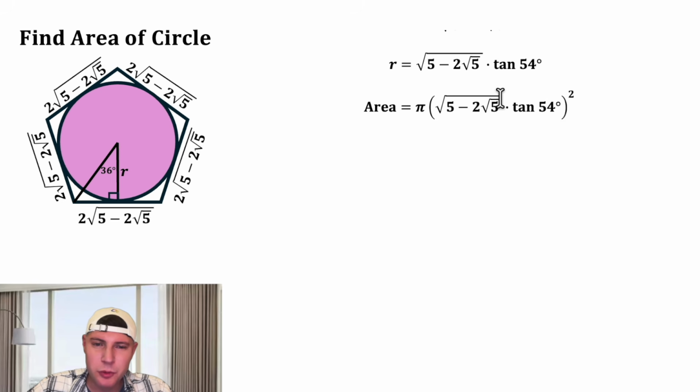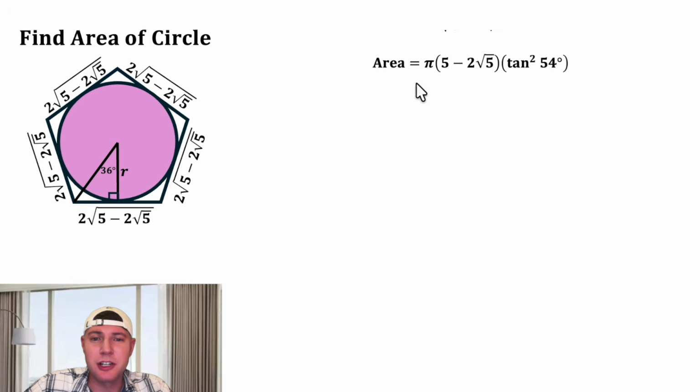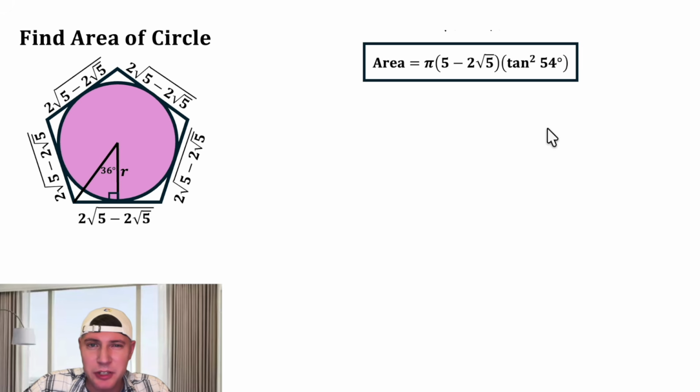Now we have this square root times this tangent, whole thing squared. Since these are being multiplied, this square can go to each of them. So we can rewrite it as this thing squared times the tangent 54 squared. For this first parentheses, the square root and the square are going to cancel each other out. So we're left with 5 minus 2 root 5. And then for this tangent 54 squared, you typically see the squared here. So let's move it over. This is basically the answer to our question. We can put a box around it, but I want to see if we can go a little bit further. Let's see if we can clean it up a little bit.